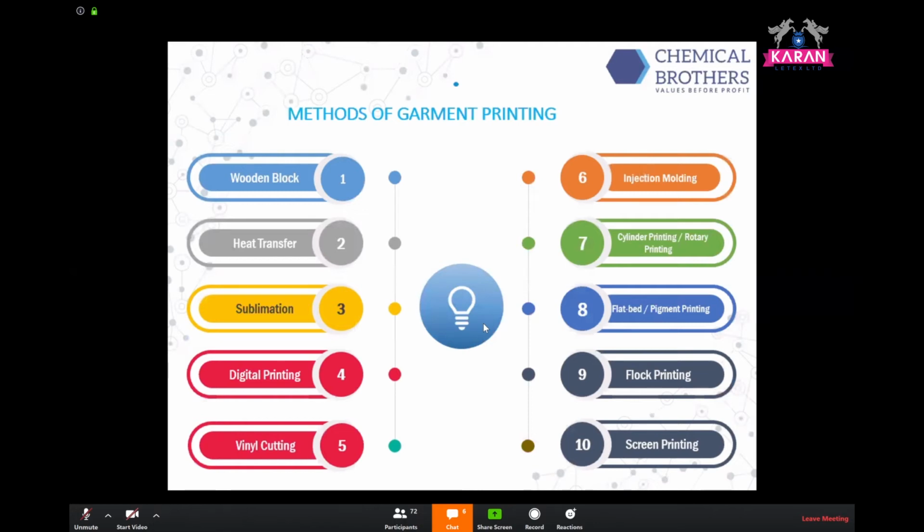Lamination, digital printing, vinyl cutting, injection molding, or we can say 3D print. The print produced from injection molding is called a 3D print. Then flock printing, and the last one, the most common method, is the screen printing process.